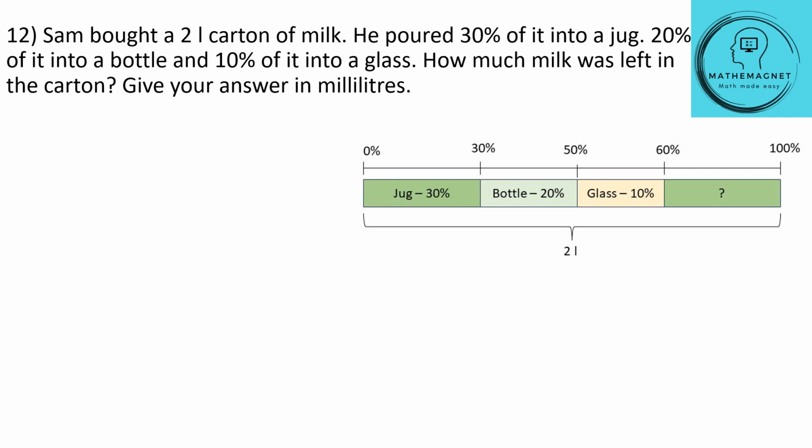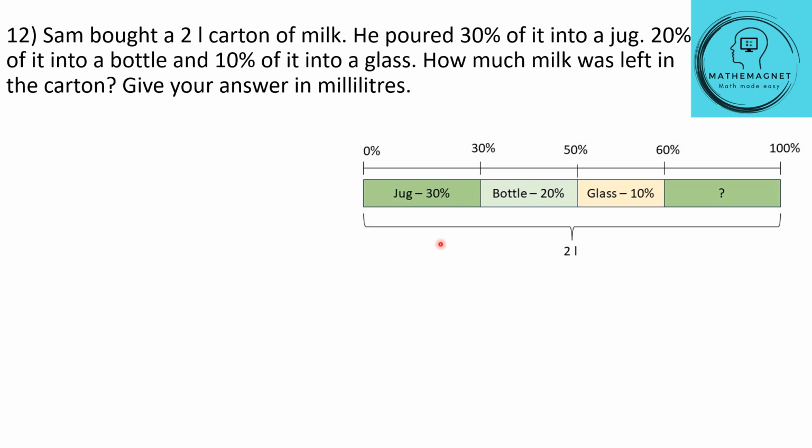Here we are taking 100% as the 2 liters, which is equal to 2000 ml. We are converting it into milliliters because the answer asked is in milliliters. Now the entire amount of milk in the carton is 100%, which is 2 liters or 2000 ml. In this, 30% goes into the jug, 20% goes into the bottle. The point to note here is that they are not saying 20% of the remaining, nor 10% of the remaining. They are just saying 30% went into the jug, 20% into the bottle and 10% into the glass. So all this means it is from the entire 100%.